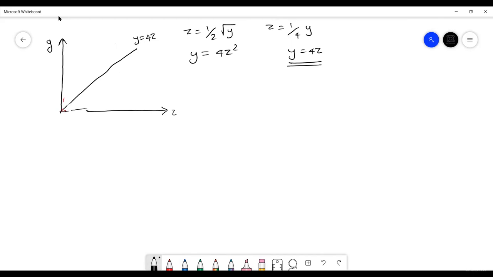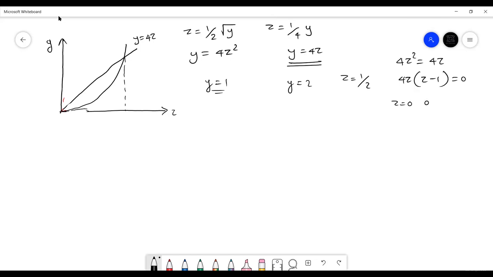So here, to quickly find out, I'll substitute z equal half. So you'll get y equal 2 here and y equal 1 here. Obviously 1 is less than 2, so it would be in the bottom. You can find the meeting points' coordinates by solving these two: 4z squared is equal to 4z. So 4z times (z minus 1) equals 0. So z equals 0 or z equals 1. One is at the origin and another one is here, this value is 1.